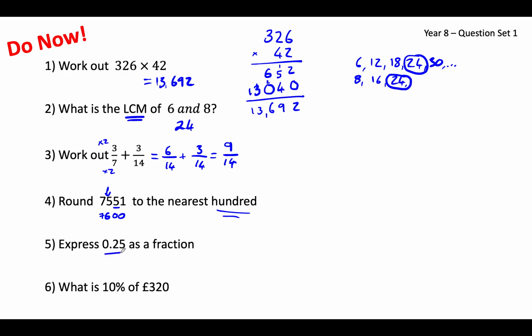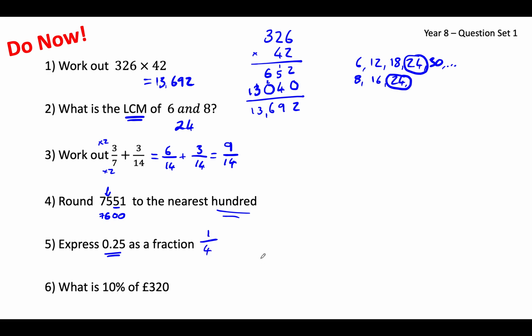Right, express 0.25 as a fraction. Well, there's two ways you could do this. Firstly, I think the slightly more straightforward way, 0.25 is a quarter. It's a quarter of something. It's like 25%. It's a quarter. So you could just write 1 over 4.